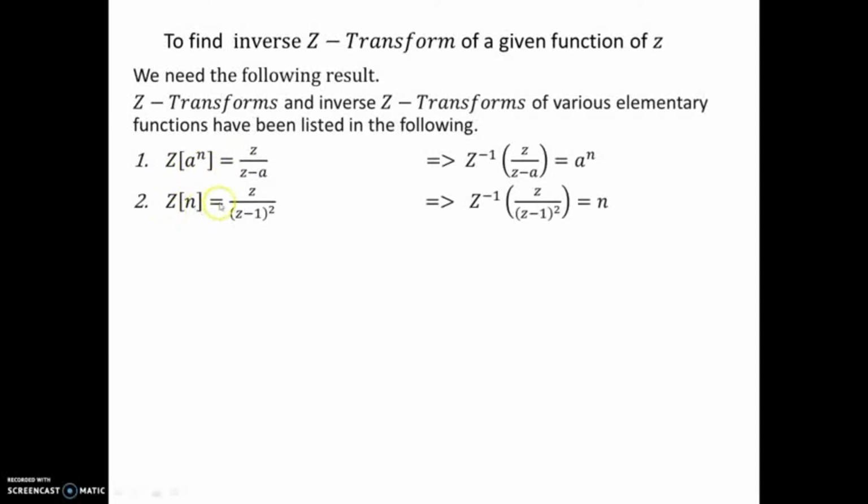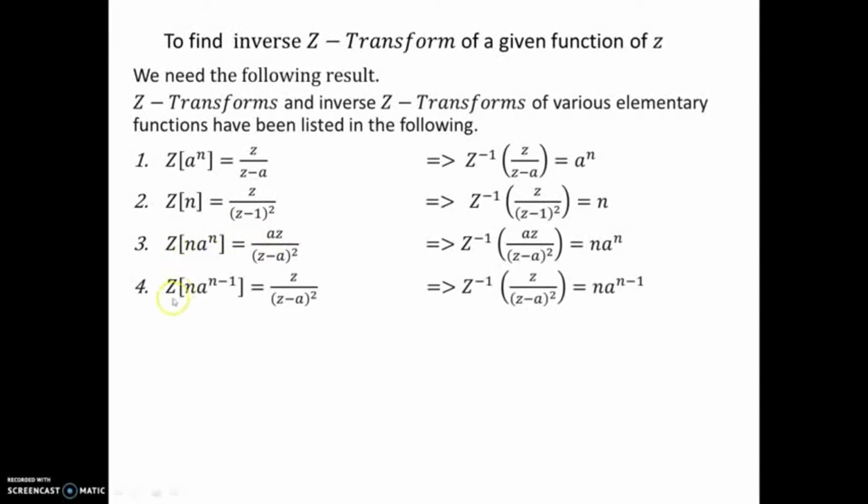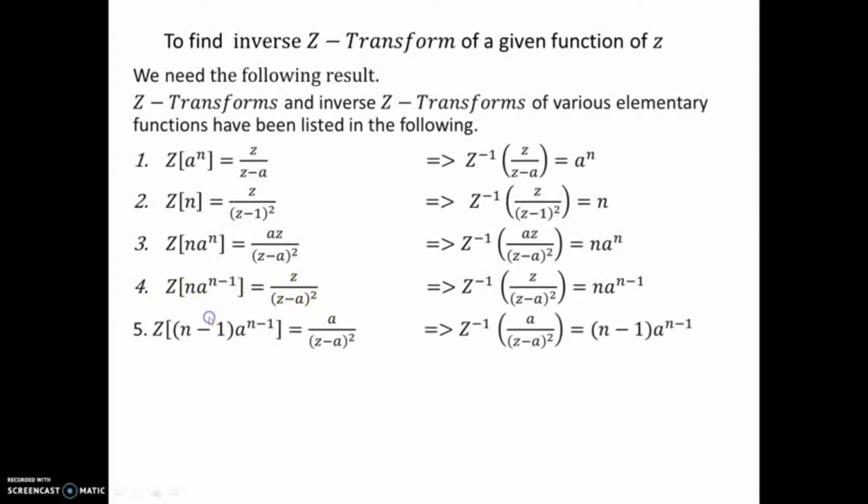Z transform of n is z by z minus 1 the whole squared. We get Z inverse of z by z minus 1 the whole squared is n. Z transform of n a power n equals a z by z minus a the whole squared, so Z inverse of a z by z minus a the whole squared is the sequence n a power n. Z transform of n a power n minus 1 equals z by z minus a the whole squared. We get Z inverse of z by z minus a the whole squared is n a power n minus 1.